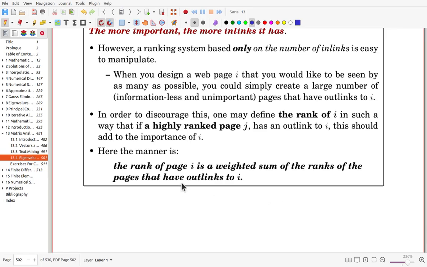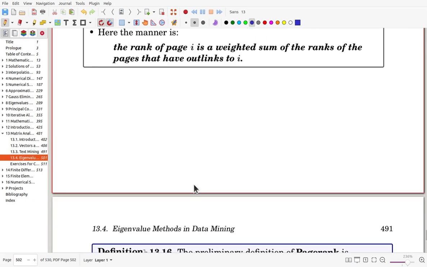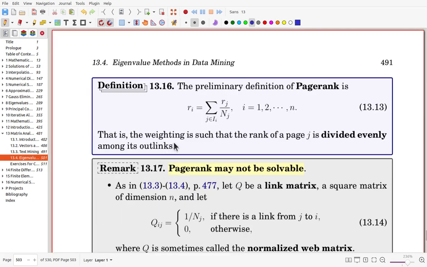Here we try to give a rank for each page, and now we consider this one. The rank of the ith page is a weighted sum of the ranks of the pages that have outlinks to i. Okay, this sentence is a little bit confusing. It can be written mathematically quite clearly. Look at this one. This is a kind of preliminary definition. Later on, we'll refine this equation.